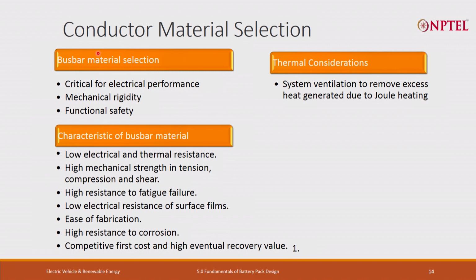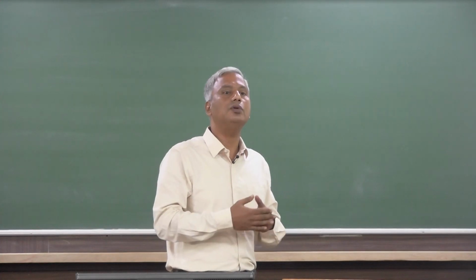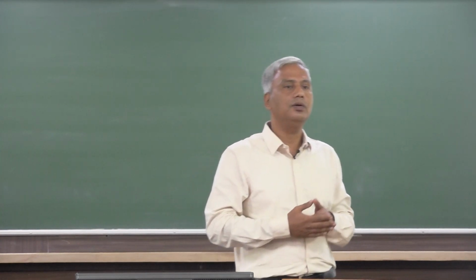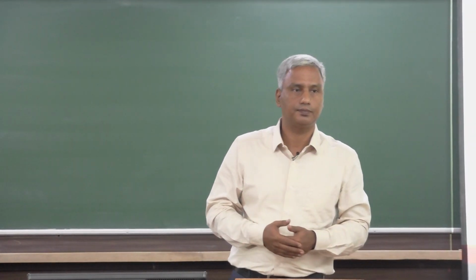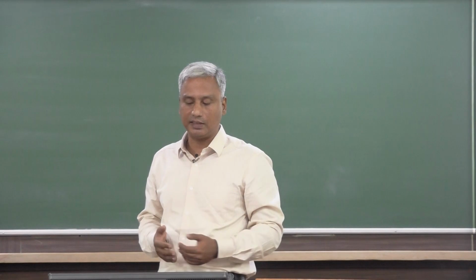Low electrical resistance to surface films. When you are selecting a material, all materials tend to form oxide layers. In some materials it happens more, in some it happens very little, but it happens. As soon as it comes in contact with air, there would be oxide layer formation. So that layer formation should not hamper your current flow. It should not increase the resistance.